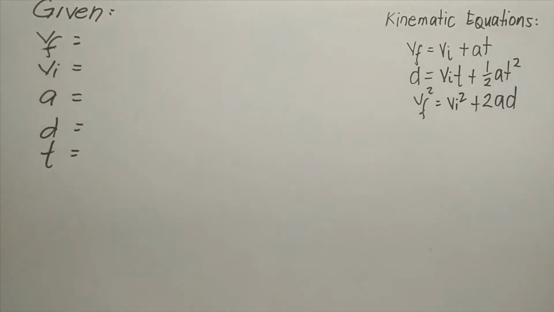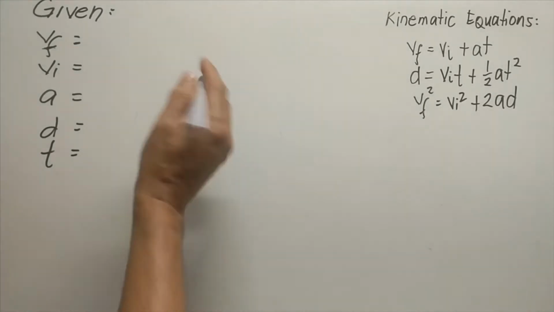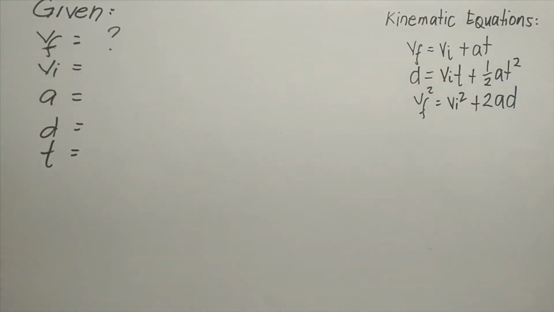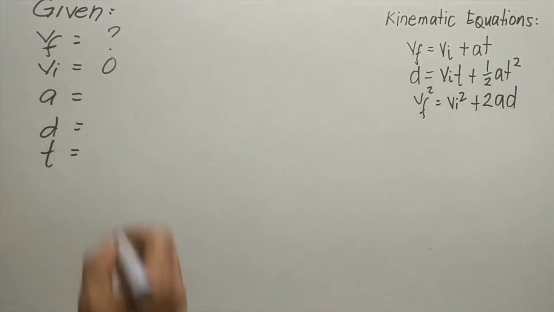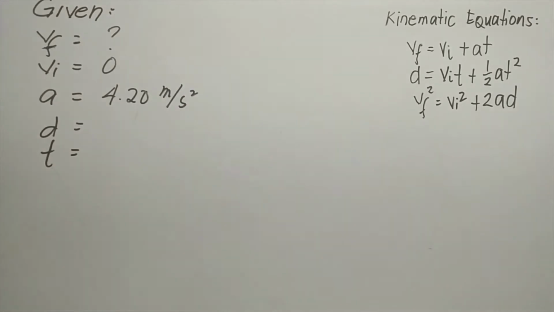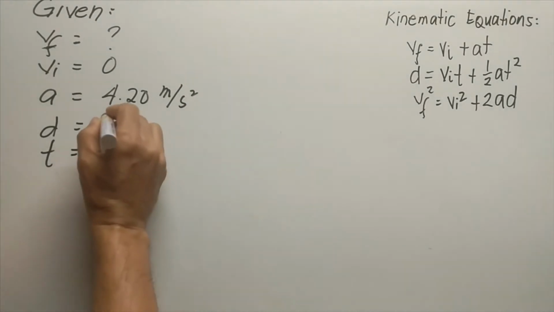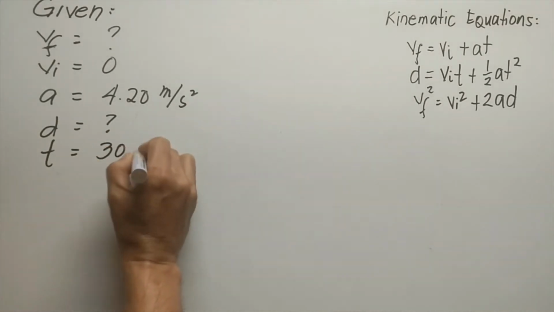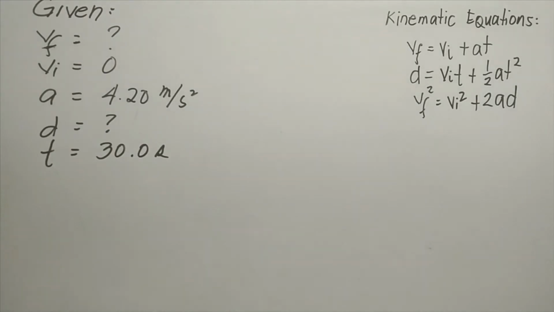To solve the problem, we will first write all the given information. For the final velocity, it is unknown. For the initial velocity, it's 0. For the acceleration, it's 4.20 meter per second squared. For the displacement is unknown, and time is 30.0 seconds.